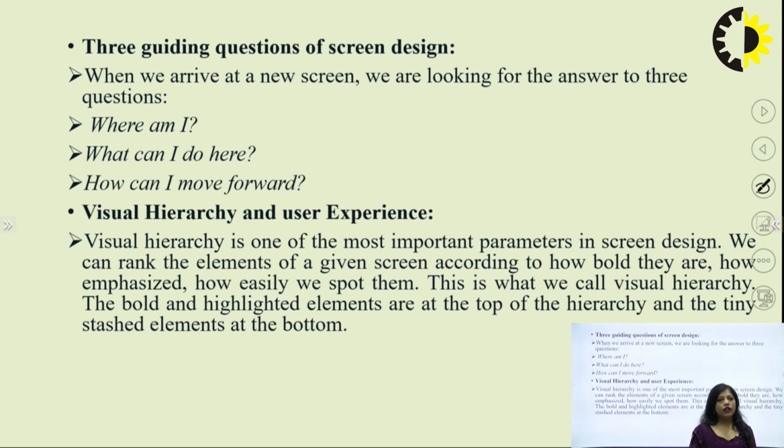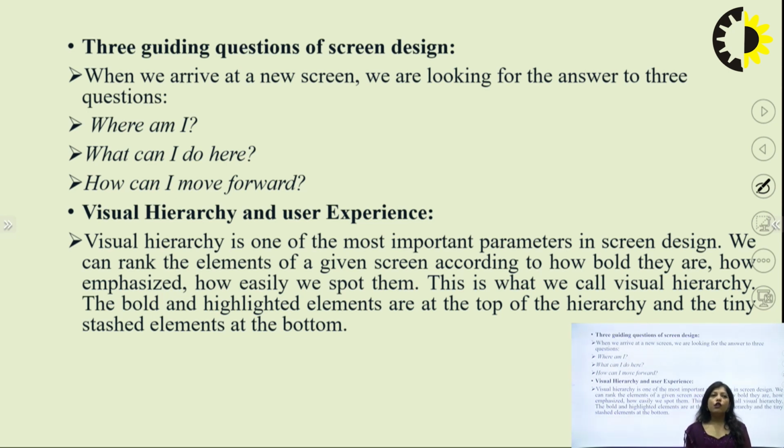So now let's discuss these basic principles one by one. First is the three guiding questions of screen design. When we arrive at a new screen, we are looking for the answers to three questions. Where am I, meaning which screen have I come to. Next is what can I do here, meaning for what purpose, what my objective is, I am using this screen. And how can I move forward, meaning if you are using a website or filling a form, the next question which may arise in our mind is how can I move forward. So these are the three basic questions which come in the mind of the user when they use a screen for the first time.